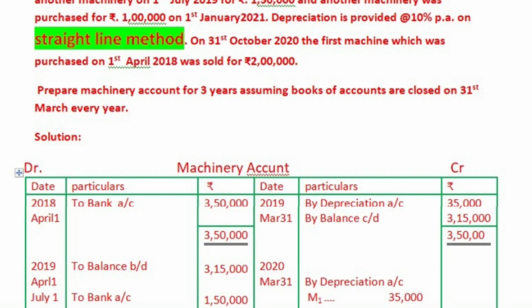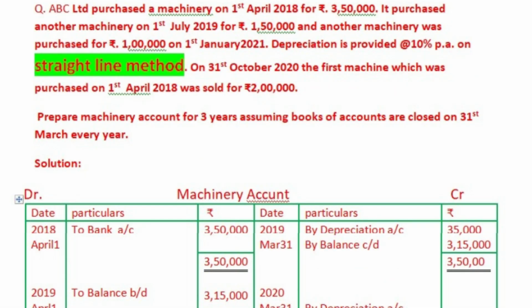So the first machinery was purchased on 1st April 2018. When machinery is purchased, the journal entry recorded in the book is machinery account debit to bank account. When it is posted into the ledger of machinery, the machinery is on the debit side to bank account. The value of machinery is 3,50,000 and the date of purchase is 2018 April 1.